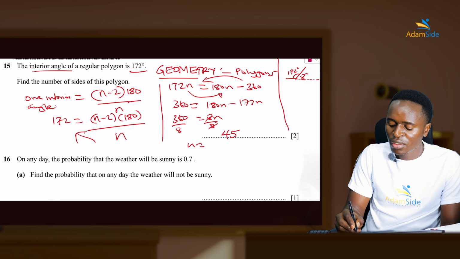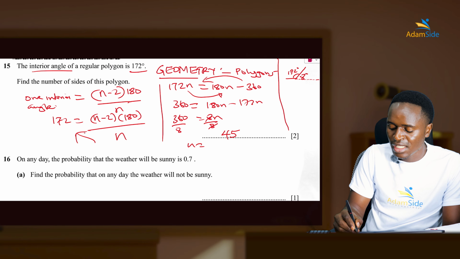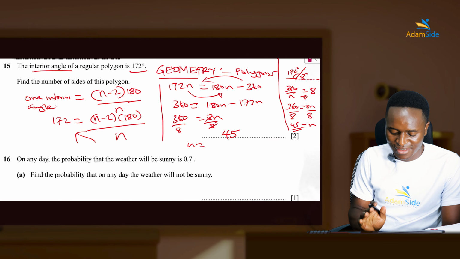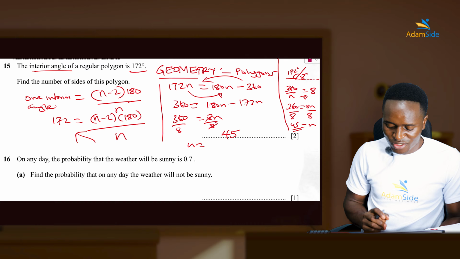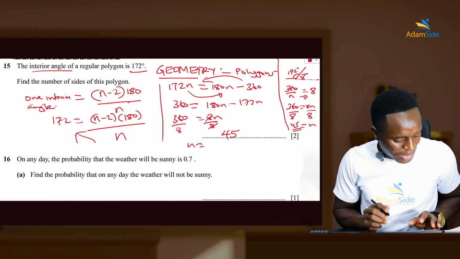So the formula for calculating one exterior angle is always 360 divided by n, which should be equal to the exterior angle, which is 8. So 360 divided by the number of sides gives you the exterior angle. And then you just cross multiply. You say 360 is equal to 8n, divide by 8, divide by 8, and then n is equal to 45. As simple as it is. I've shown you two approaches. So you can use one for the interior angle or the other for the exterior angle. Correct, and score 2 marks.